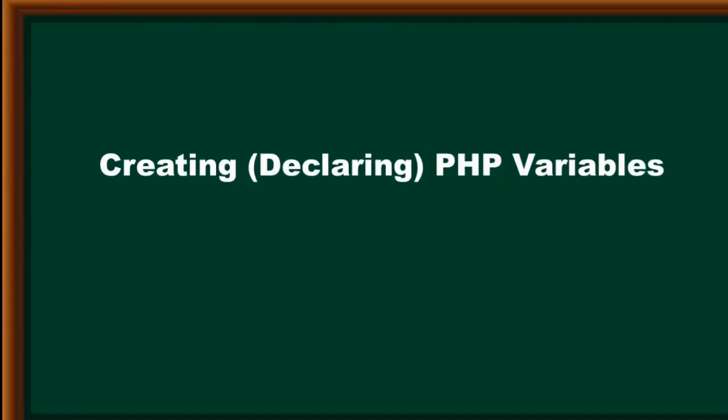In this lecture, I'll be showing you how to create a variable in PHP. Creating a variable also means declaring a variable. So when you hear the term declaring, it also means creating. Unlike most programming languages, PHP has no command for declaring a variable. A variable in PHP is created the moment you assign a value to it.